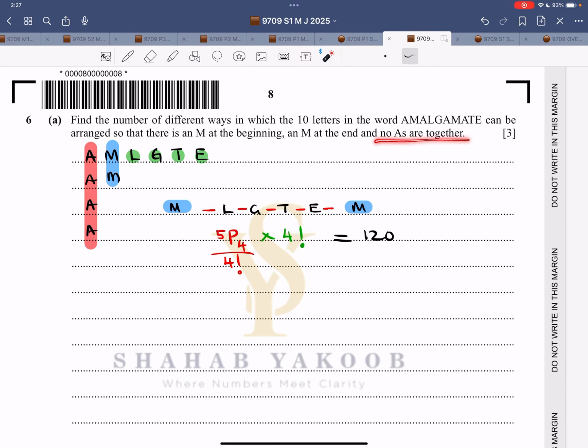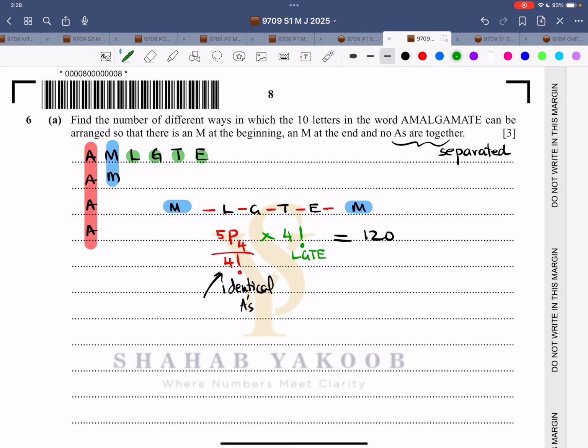And then no A's are together. That means they all are separated. So A's are all separated. That means the space concept. So we have L, G, T, E, and there are 5 spaces over here. Out of these 5 spaces, I'll fit in 4 A's. But since the A's are identical, that is why we divide by 4 factorial. And this green 4 factorial is technically for LGTE, and that's the way it can be arranged. Final answer is 120. Of course, use a calculator.